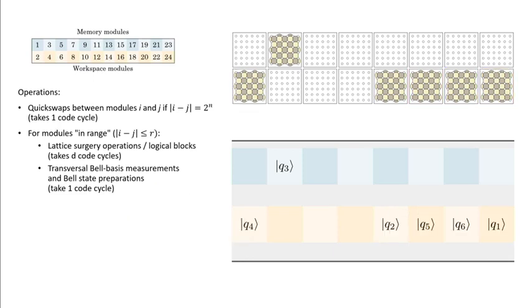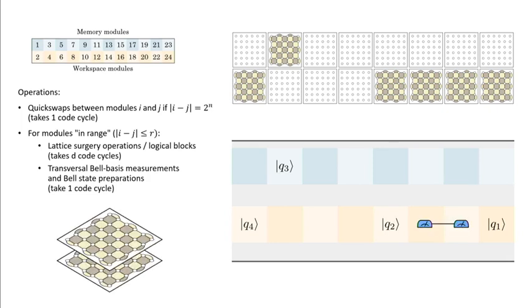And finally, the last operation is also a fast operation, meaning that it takes one code cycle, and that's a transversal Bell measurement. Two qubits stored in qubit modules that are in range can participate in a quick Bell measurement that measures the two-qubit Pauli operators XX and ZZ. In terms of physical operations, this corresponds to taking two surface code patches, sliding them on top of one another, and then performing physical Bell measurements between pairs of physical qubits. This is a destructive measurement. So for example, we can measure qubits Q5 and Q6, and then they're gone.